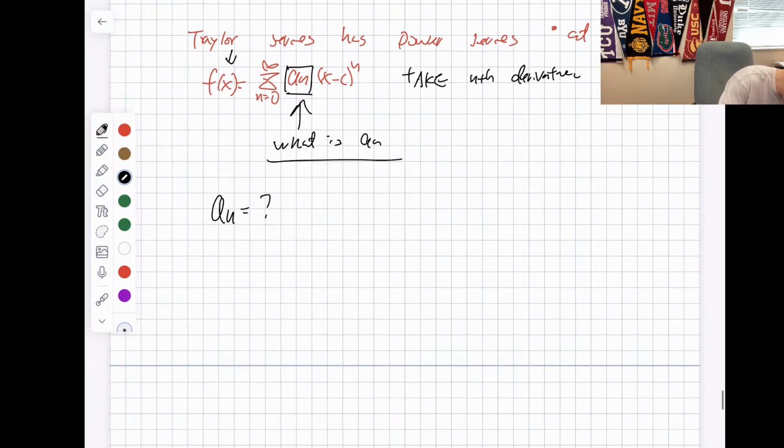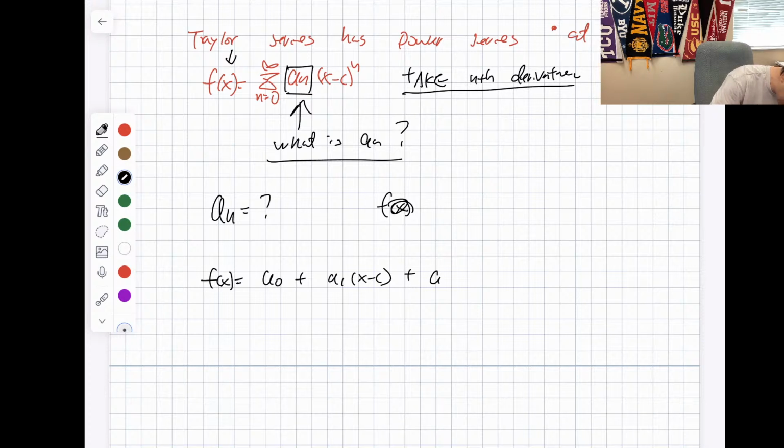So the big question is, what is a to the n? Because a to the n is different throughout a power series. So can we find a general form of the nth derivative? What Taylor suggested says take the nth derivative. Now, how do I take a derivative? If I have f of x, let me write down f of x is equal to a0 plus a1 times x minus c plus a2 times x minus c squared plus a3 times x minus c to the third, dot dot dot, plus an times x minus c to the n.